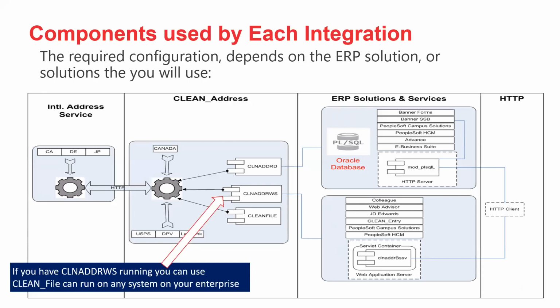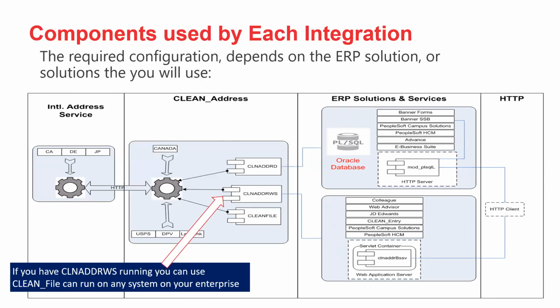We do have customers that are overseas obeying privacy laws. And for instance, in France, you're not allowed to have French addresses leave the country. So they run against French addresses in-house and they hit web services going outside to other countries. Same thing holds true in Great Britain. We have another customer that's running Great Britain addresses locally. Your ERPs will then consume CleanAddress D in the case of an Oracle database, CleanAddress WS in the case of Colleague, WebAdvisor, JD Edwards, CleanEntry, etc.